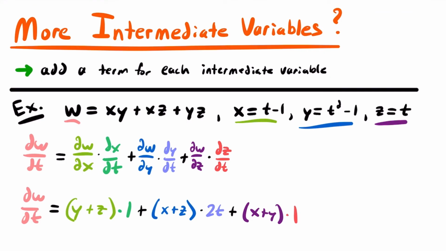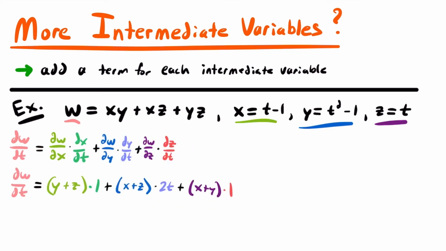All right, and so now what we want to do is simplify. dw/dt will be equal to y plus z plus 2t distributed through this quantity. So we get 2xt plus 2zt plus x plus y. All right, now you could leave it in this form. That would be totally fine. This would be the right answer for dw/dt because x, y, and z are all defined in terms of t, so this is okay.